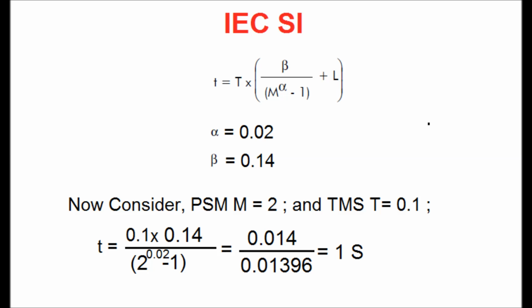That is, at a TMS value of 0.1 and plug setting multiplier of 2, that is double the pickup value of the relay, the trip time comes to 1 second, that is 10 times the value of the TMS given to the relay.